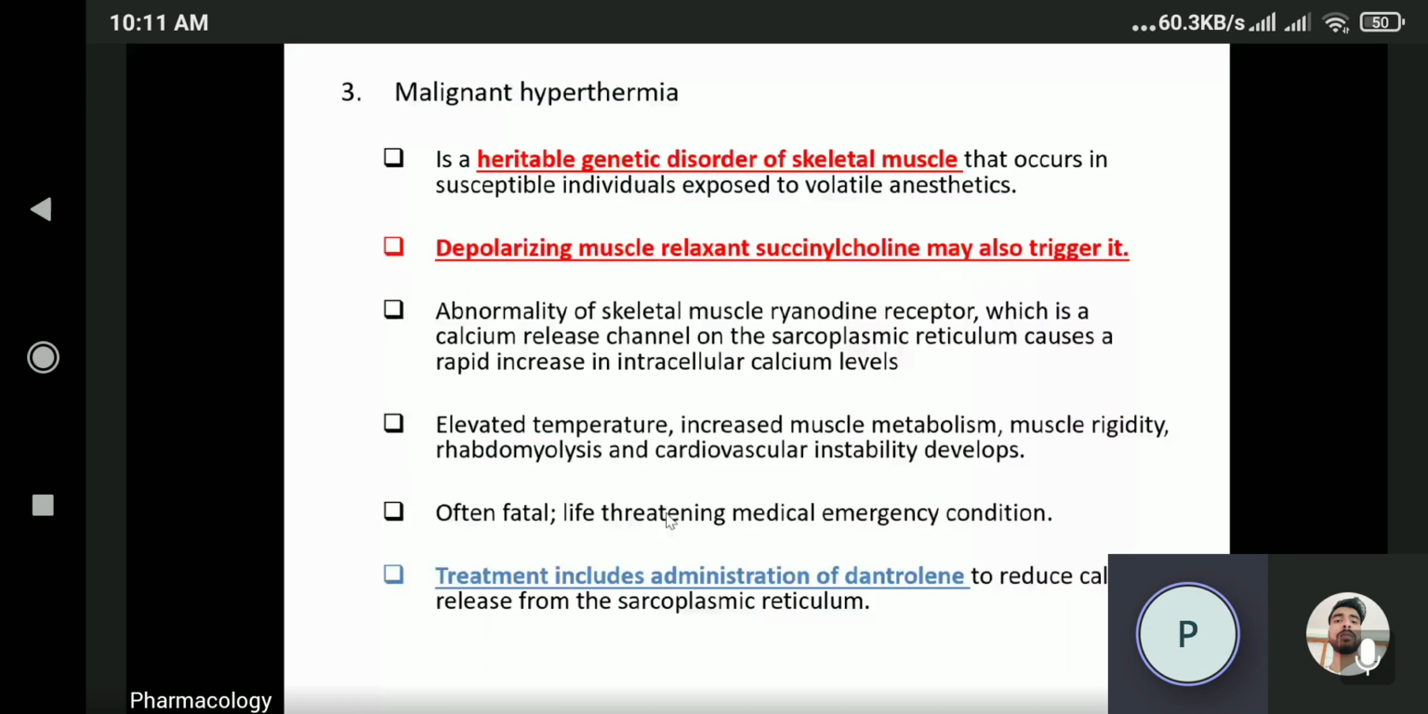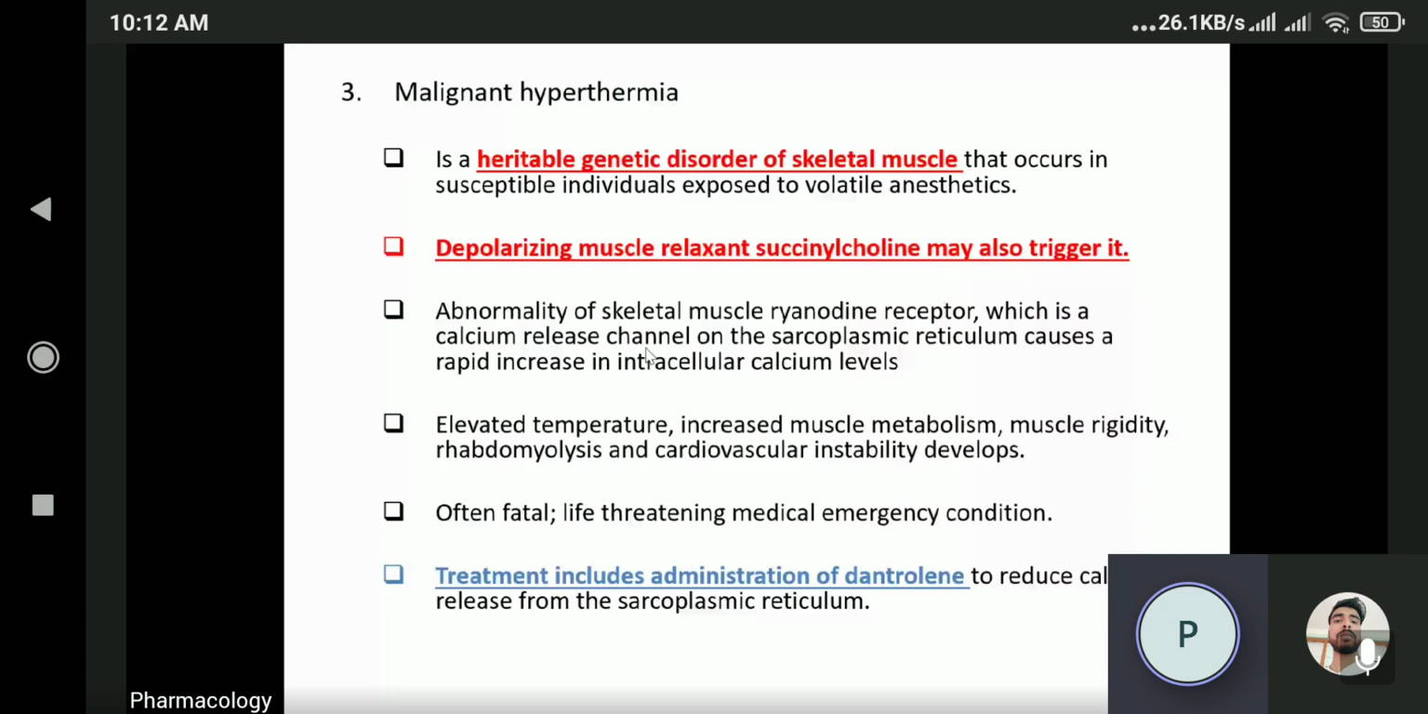It can also be triggered with the depolarizing muscle relaxant succinylcholine, because while using anesthesia during surgeries, if you need more skeletal muscle relaxation, we use skeletal muscle relaxants like succinylcholine, and there will be an additive effect of the adverse effect too. When you combine an anesthetic like halothane or sevoflurane with succinylcholine, that will trigger the effect. There is an abnormality in a receptor known as the ryanodine receptor, which is a calcium release channel present in the sarcoplasmic reticulum.